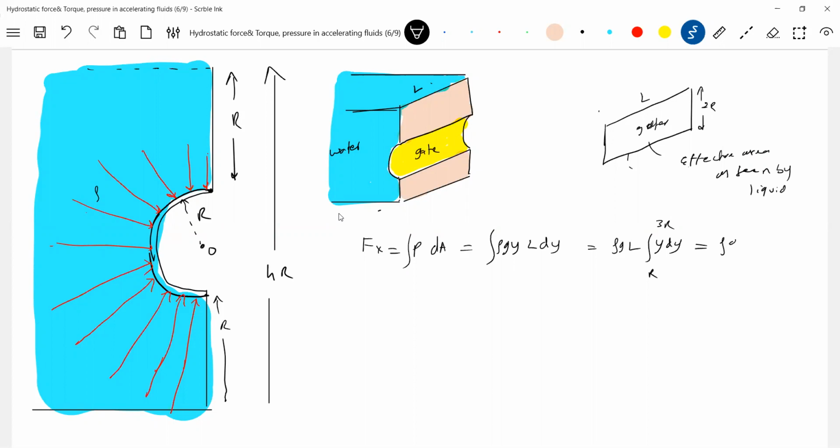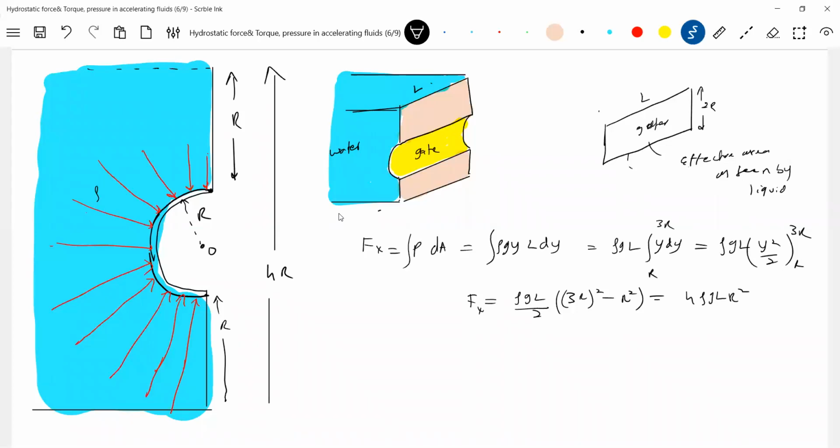Now let's get into the calculation part. This will be y square by 2, from R to 3R. So the effect is equal to rho g L by 2, which I'll take outside. This will be 3R whole square minus R square. So 4 rho g L R square. Okay, this is the horizontal force.